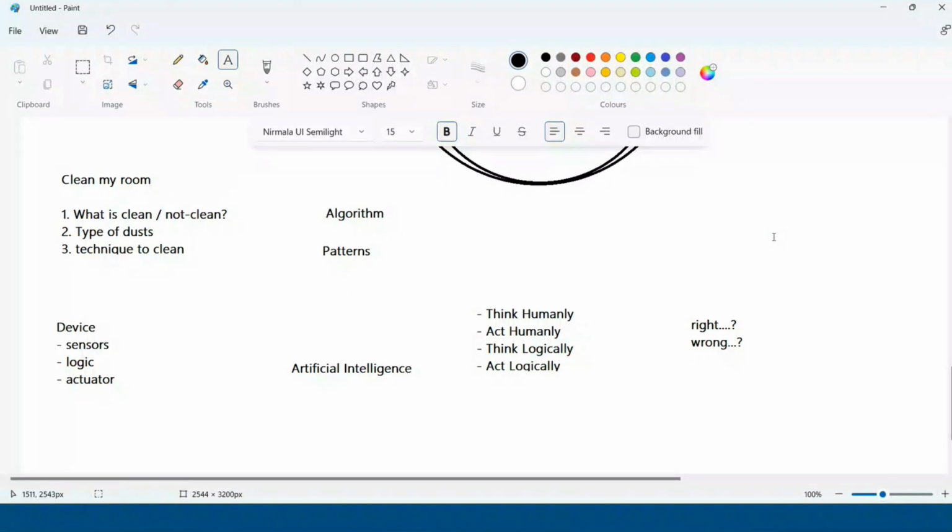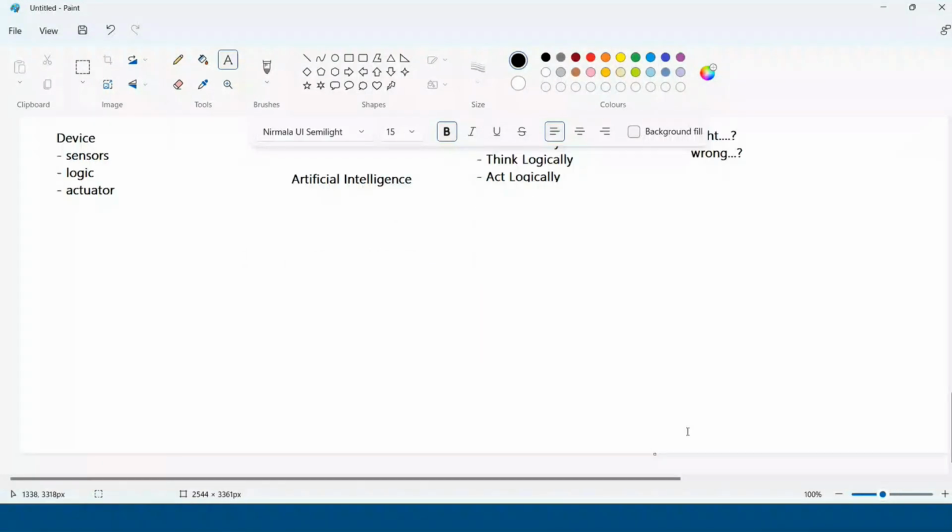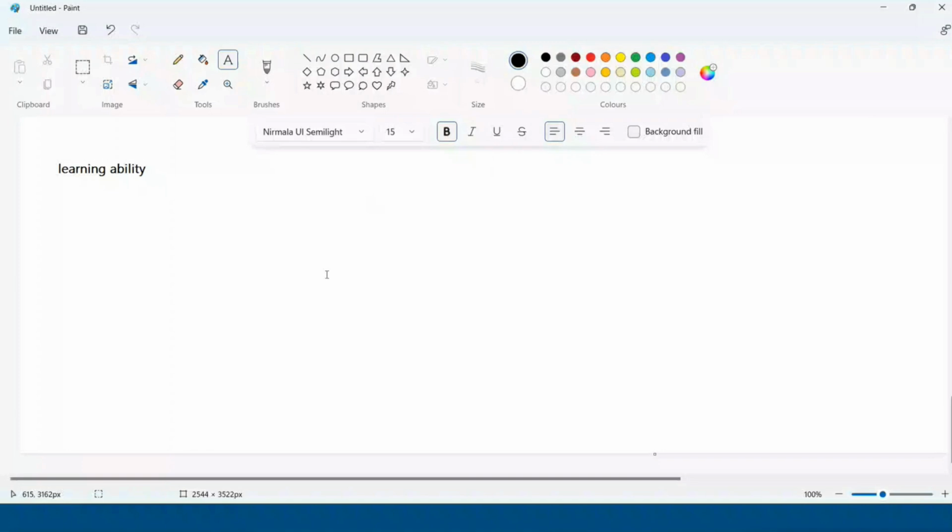So this is something which is missing in case of artificial intelligence products. AI products are missing this, and this is a very important thing. We call this the learning ability. So we say that the machine is missing the learning ability.